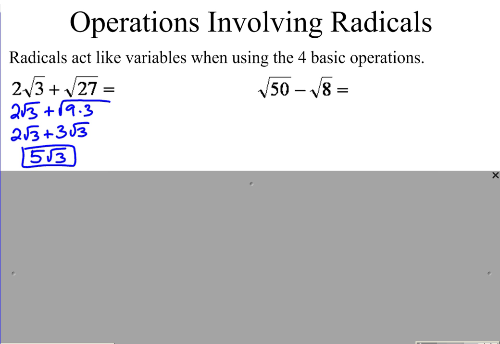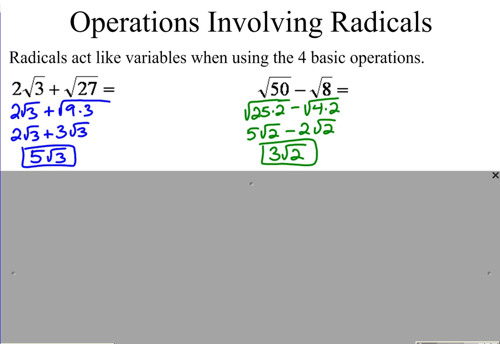Root 50 minus root 8. We first need to break down each of these radicals. Root 50, 25 times 2. Root 8 is 4 times 2. Square root of 25 is 5. Square root of 4 is 2. Now our radicals do match up, so we can subtract them. 5 root 2 minus 2 root 2. If I have 5 root 2's and I subtract 2 of them, I'm left with 3 root 2.